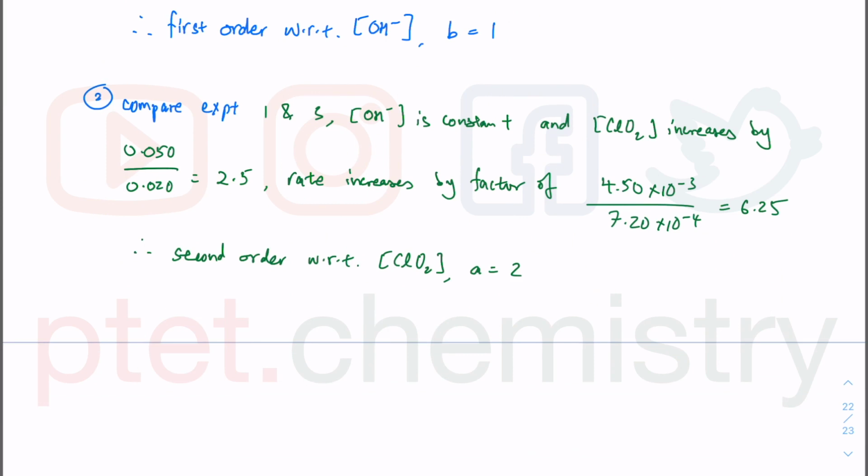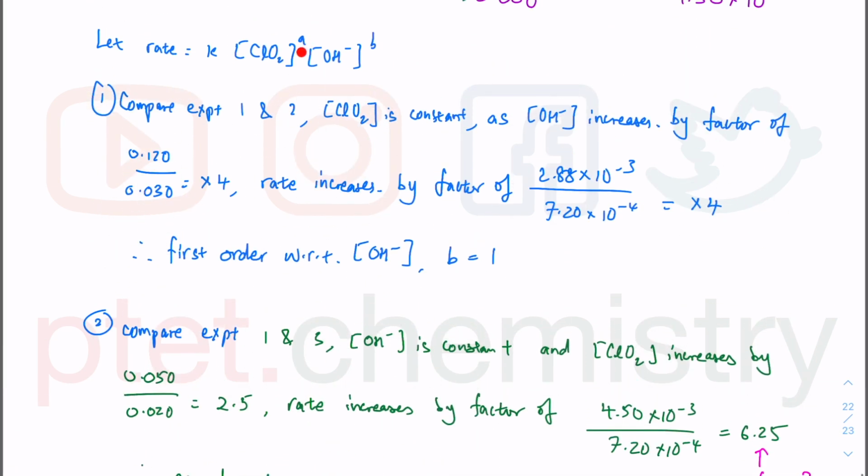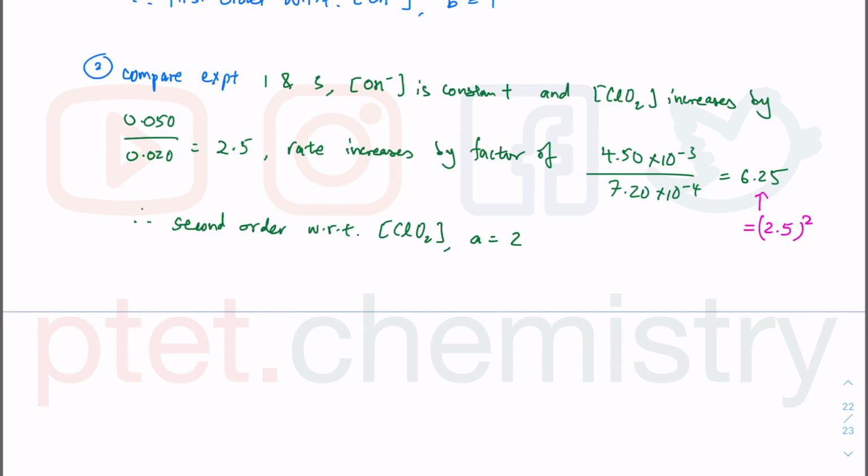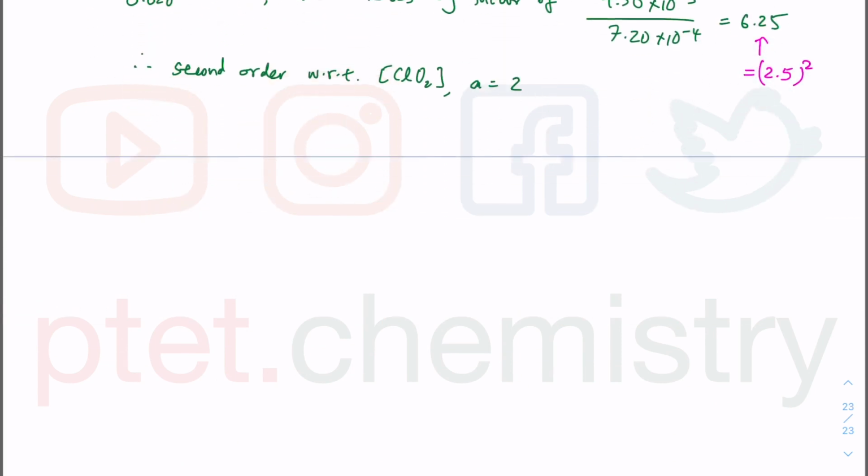So 6.25 just now is equal to 2.5 squared. That was what happened when I increased the concentration by 2.5. The rate increases by a factor of that squared because it's second order, ClO2 to the power of 2. So the number A there is 2. Okay, so for those 2 marks, you should be able to do it pretty quickly.